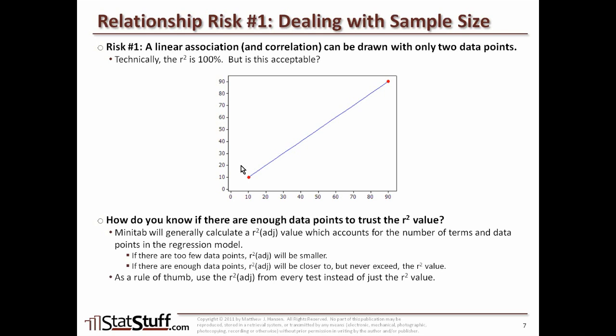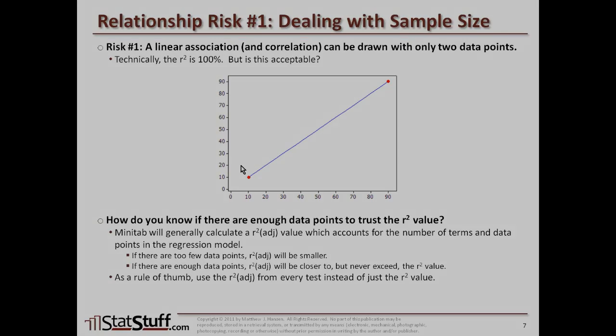So it's helpful as a rule of thumb, just use the R squared adjusted for every test that you're using, especially if you have that available like with the Minitab, and that way you can be sure that you've accounted for enough data points in the analysis that you're running.